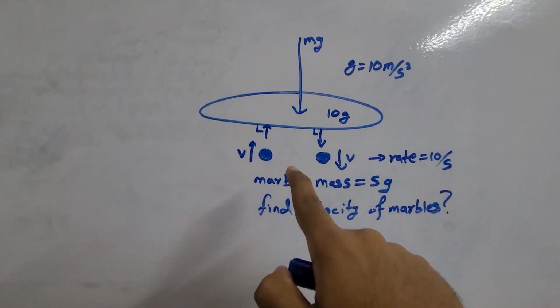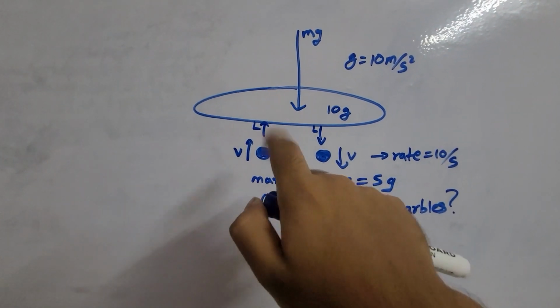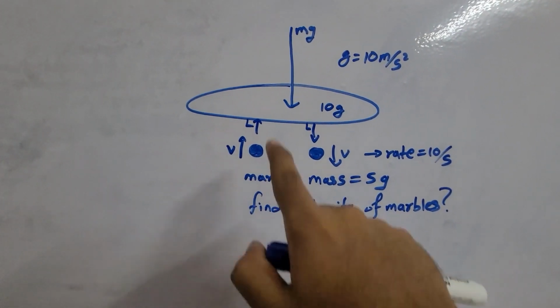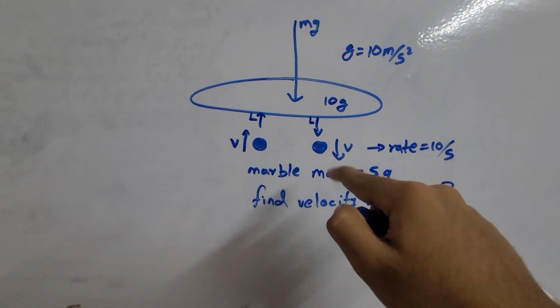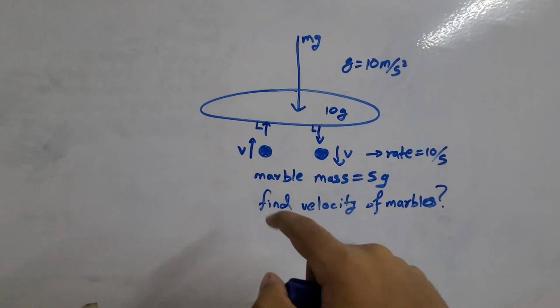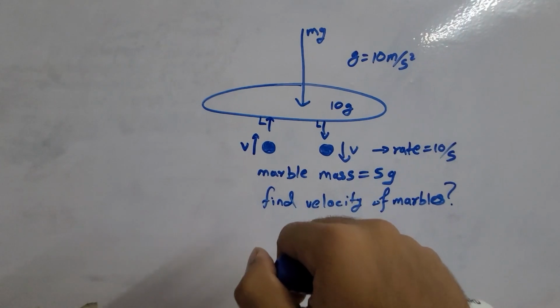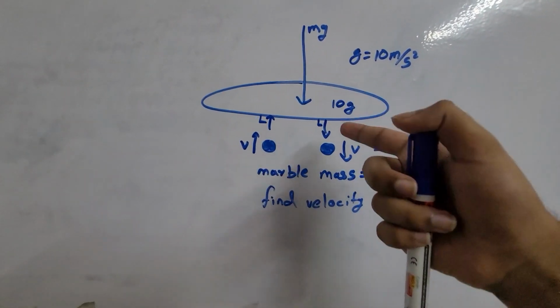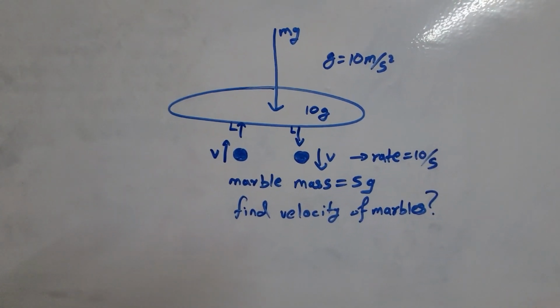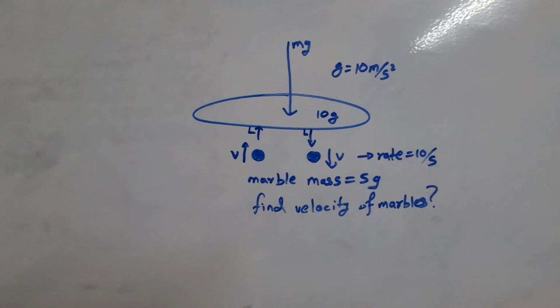Now initially the marbles are traveling with a velocity v in the upward direction, and after the impact they are traveling with the same velocity v in the downward direction. So there is a change in momentum of marbles taking place over here, which is then exerting a force on the disc. So let's calculate the change in momentum of the marbles.